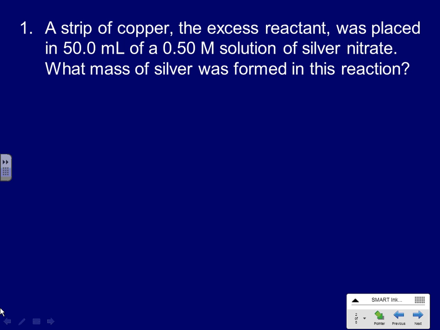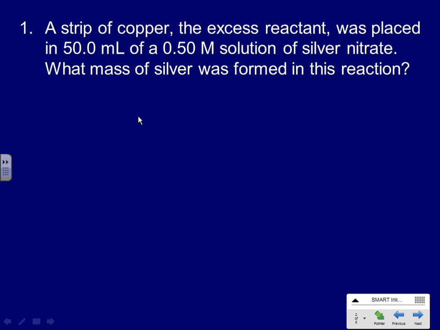A strip of copper, the excess reactant, so it's telling us it's excess, was placed in 50 milliliters of 0.5 molar solution of silver nitrate. What mass of silver was formed in this reaction? First thing we always need, a balanced chemical equation.